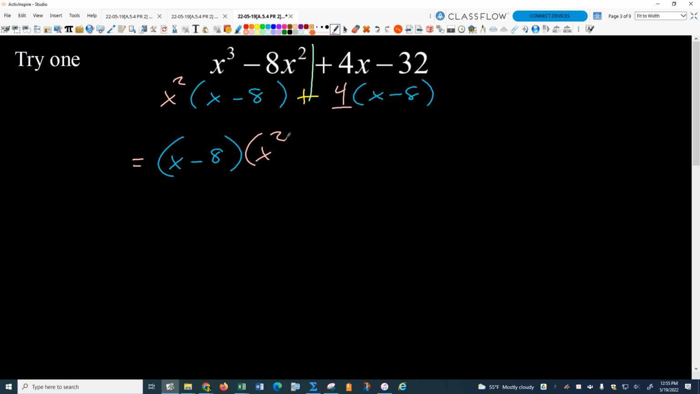Okay, so then my final answer is what? X squared plus 4. Now, can I go any further? No, I can't. This one, it looks like you could, but you can't because it's a sum of squares. There's no a squared plus b squared pattern, right?